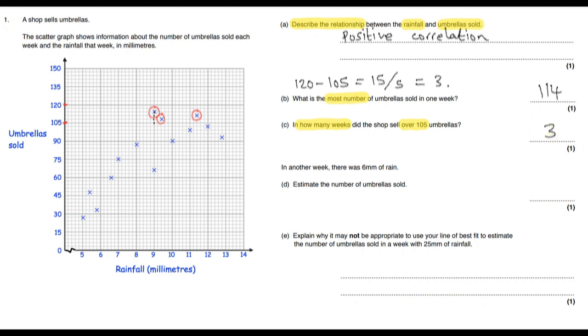Okay, part D. In another week, there was 6 millimeters of rain. Estimate the number of umbrellas sold. So this time we're looking along the x-axis. There was 6 millimeters of rain. So 6 millimeters of rain. Oh, let me use the black. So we need to go up and estimate how many umbrellas were sold.